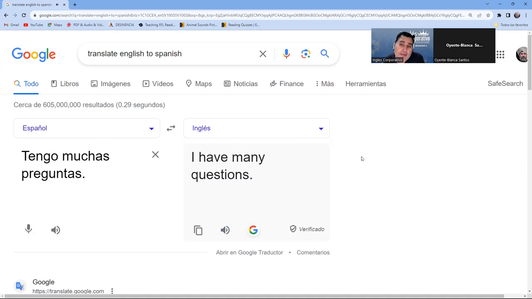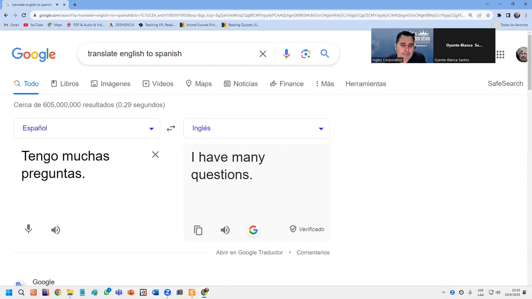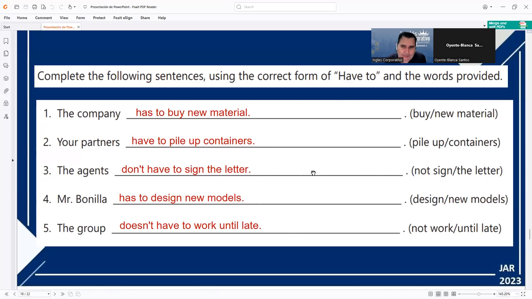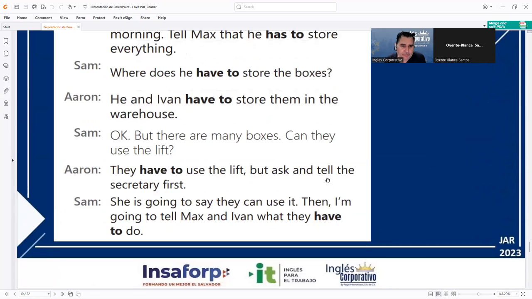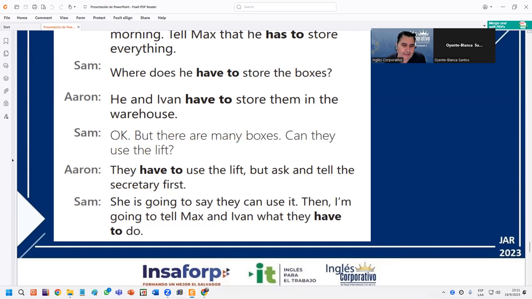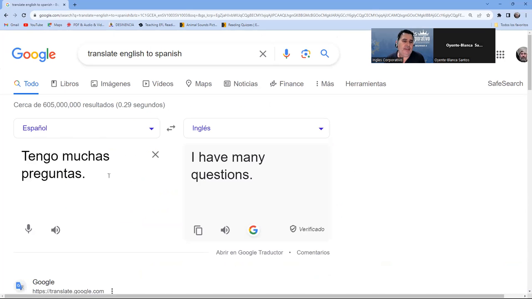And then you imitate. Imitate the sound. I have many questions. If something is complicated from the class, imagine that from the dialogue that we had, there is something like this, I cannot copy. Where you say, I'm going to tell Max and Ivan what they have to do. So you write it here.